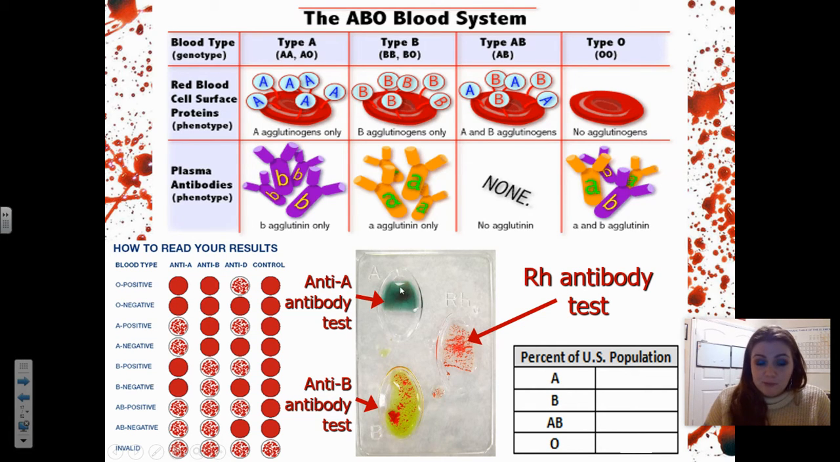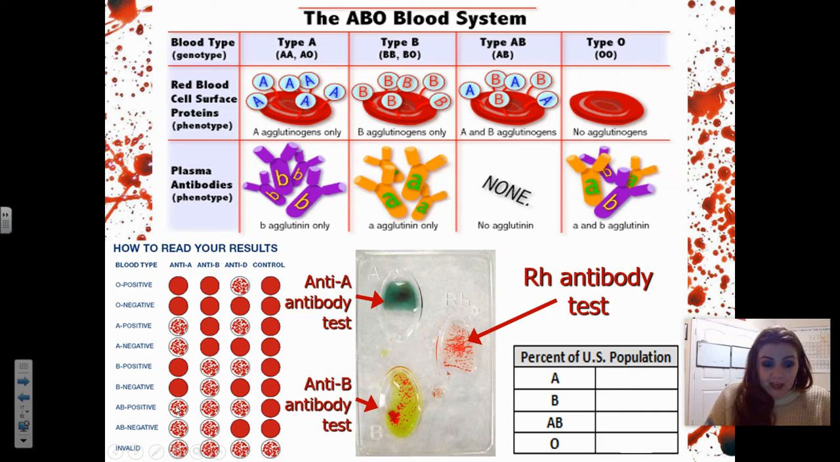So I'm not seeing clumping in the A, so they're not an A blood type. I'm seeing clumps in the B, so they are a B blood type. I'm seeing little clumps in the Rh, so they are positive. So this blood sample here is a B positive blood type. Okay, so if it clumps on it, that's what they are. So same thing here. Let's try another one.